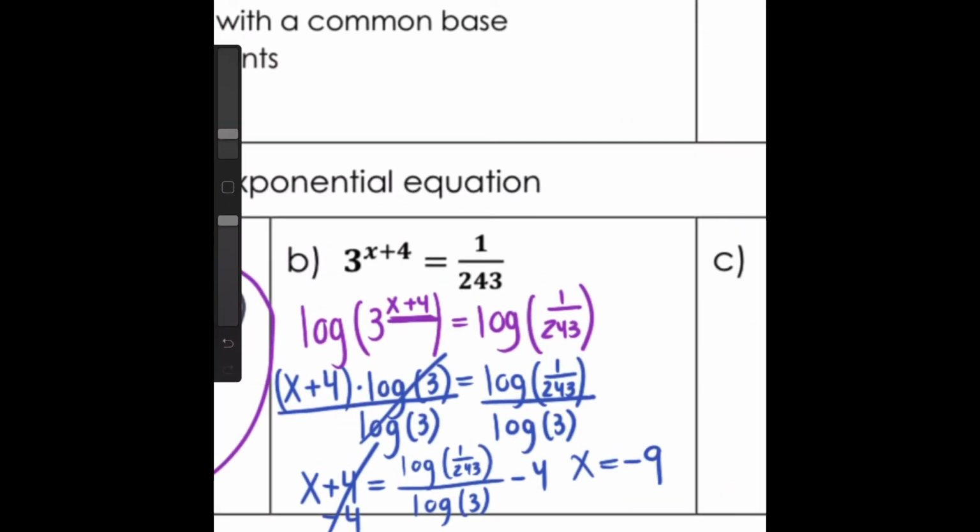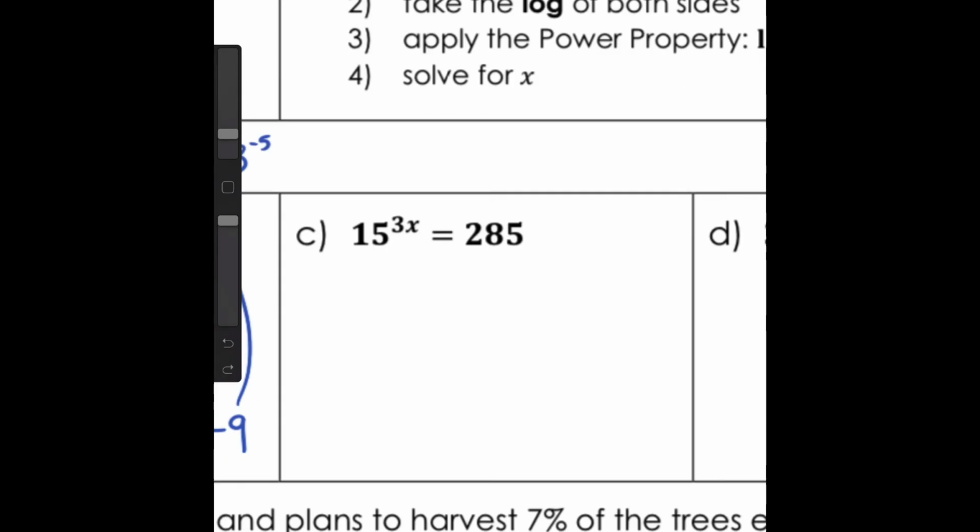So as you can see here, it comes out to be -9 when you do the whole thing in the calculator. And I'm just explaining that you can plug -9 back into the original equation to ensure that you get the same answer. When you do that, you're going to get 3 to the negative 5 power, which is indeed equal to 1 over 243. So now I'm just explaining that 1 over 243 is actually equal to 3 to the negative 5 power, because 3 to the 5th is 243.